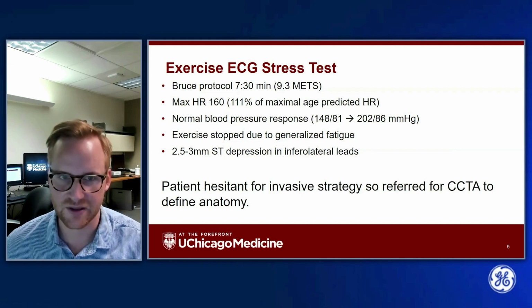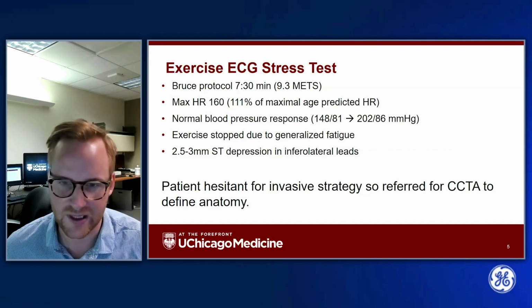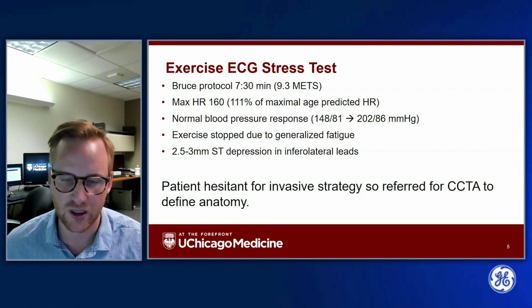The summary of his exercise ECG stress test was that he went 7 minutes and 30 seconds on a Bruce protocol, corresponding to 9.3 METs. He achieved a target heart rate at 160 beats per minute and had a normal blood pressure response to exercise. The study was stopped due to generalized fatigue, and he did not experience any chest pain. As mentioned, he had 2.5 to 3 millimeters of ST depression focused in the infralateral leads. The patient was hesitant for an invasive strategy and was referred for coronary CTA to further define his coronary anatomy.